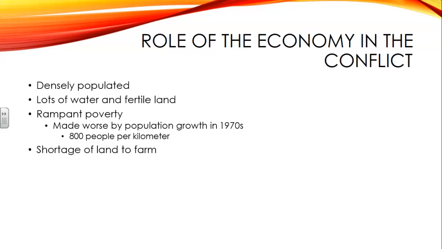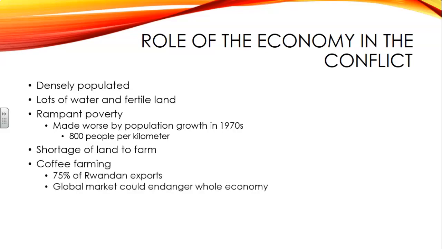Again, it's 800 people per square kilometer. That is housing. Okay, that's not including the land that maybe is a kilometer large farm that only has 4 people working on it. So you're going to have more people in certain areas as a result of this, but there is going to be a shortage of land to farm due just to the large number of people living in Rwanda and the fact that their population is going to be rapidly growing in the 1970s.